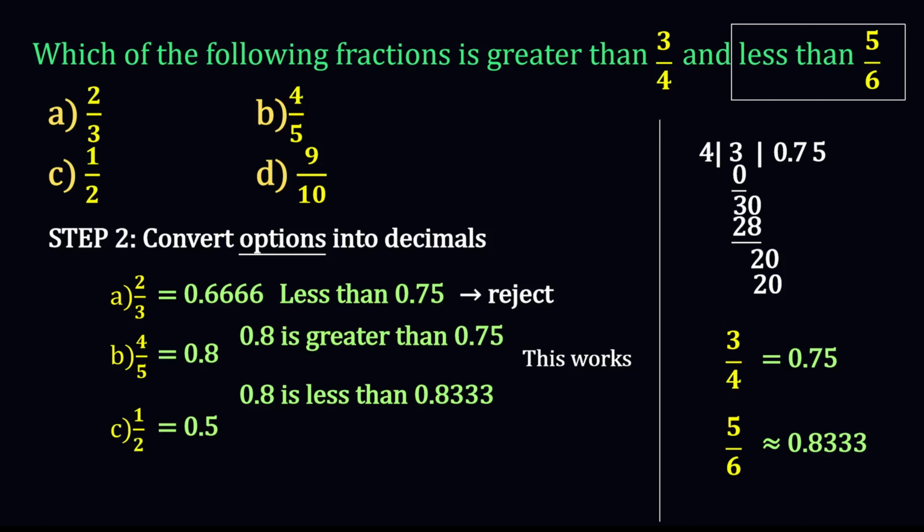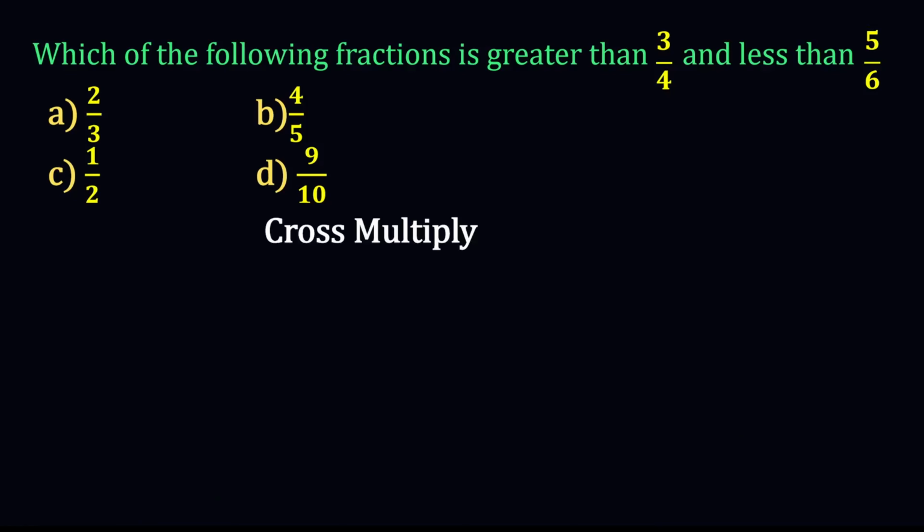Let's try option C, 1/2. That will give me 0.5, which is too small. What about option D? 9/10. That would give me 0.9, which is too large. So we know that option B worked. So that would be the correct answer, which is 4/5. It's a fraction which is greater than 3/4 and less than 5/6.